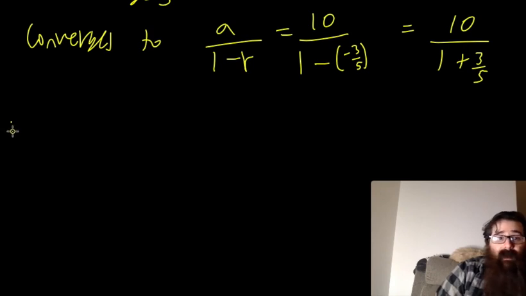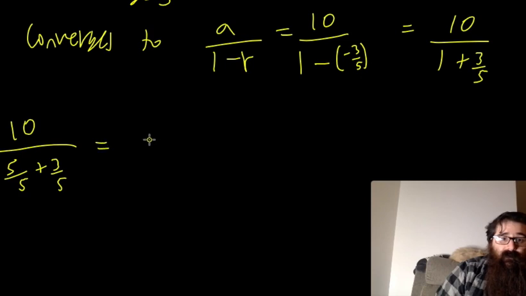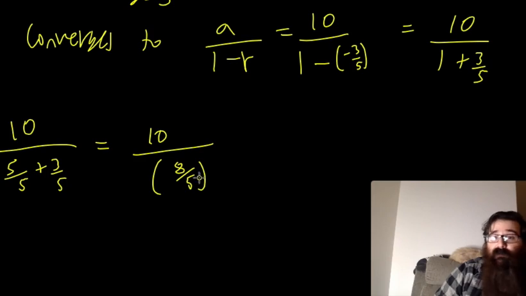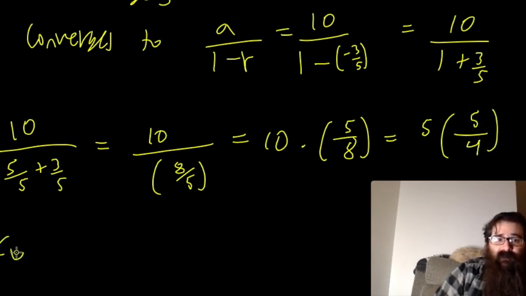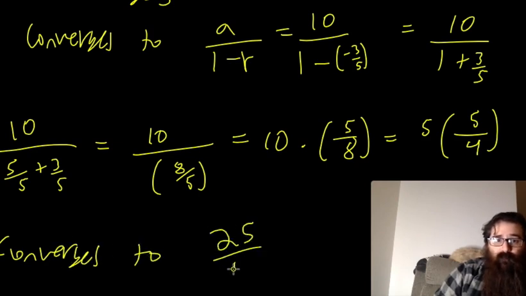We'll say, well, that's equal to 10 divided by 1 plus 3/5. Little common denominator action never hurt nobody. 1 is 5/5 plus 3/5. So that's 10 divided by 8/5. You know we shouldn't divide by a fraction, multiply by the reciprocal instead. So 10 times 5 divided by 8. I can reduce 10 over 8 by 2. So 2 goes into 10 5 times and into 8 4 times. This is going to give me, we'll say it converges to 25 over 4.